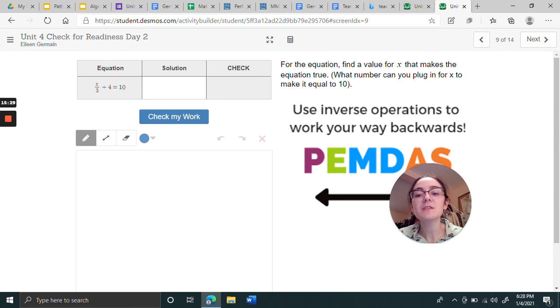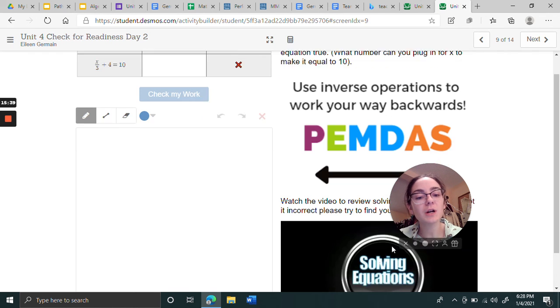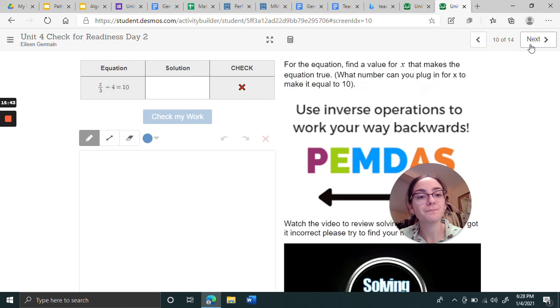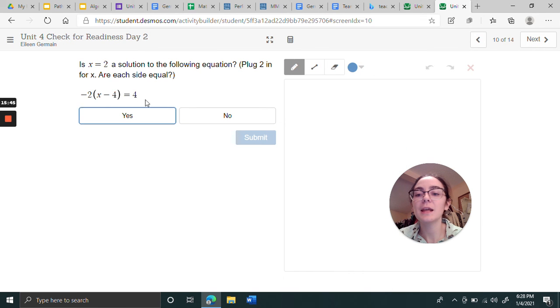Now we're here, same thing again. We're two-step operation here. First, you need to move that constant, then you need to get that x isolated by itself. You're going to put your solution in, check your work. If you got it incorrect, watch the video to help you, and give it another shot, okay? Okay, next one here, okay?